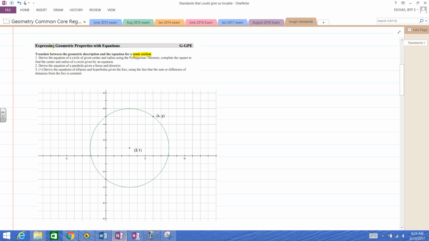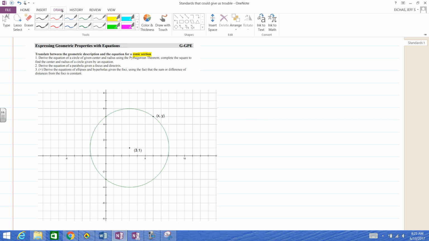So first, number one: expressing geometric properties with equations. I just clipped this from the Common Core curriculum. What's going to happen is we're going to derive the equation of a circle given the center and radius using the Pythagorean theorem. I'll show you what we have normally done, and then I'll show you the adjustment that would need to be made if they made it a four-pointer where you had to explain. So it's going to be twofold.